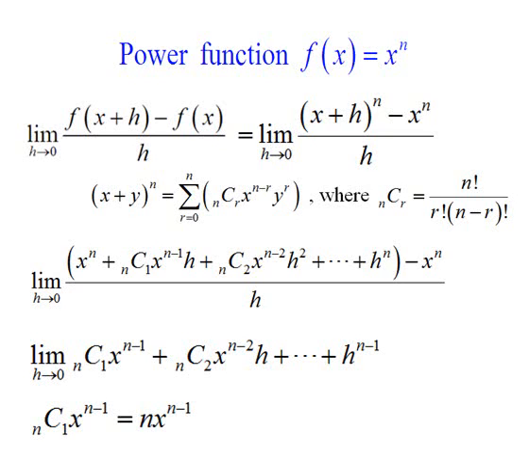we get n choose 1 times x to the n minus 1, which is n times x to the n minus 1. There are n different ways to choose one object from n different items. That gives us the power rule for derivatives. So the derivative of x to the n is n times x to the n minus 1.